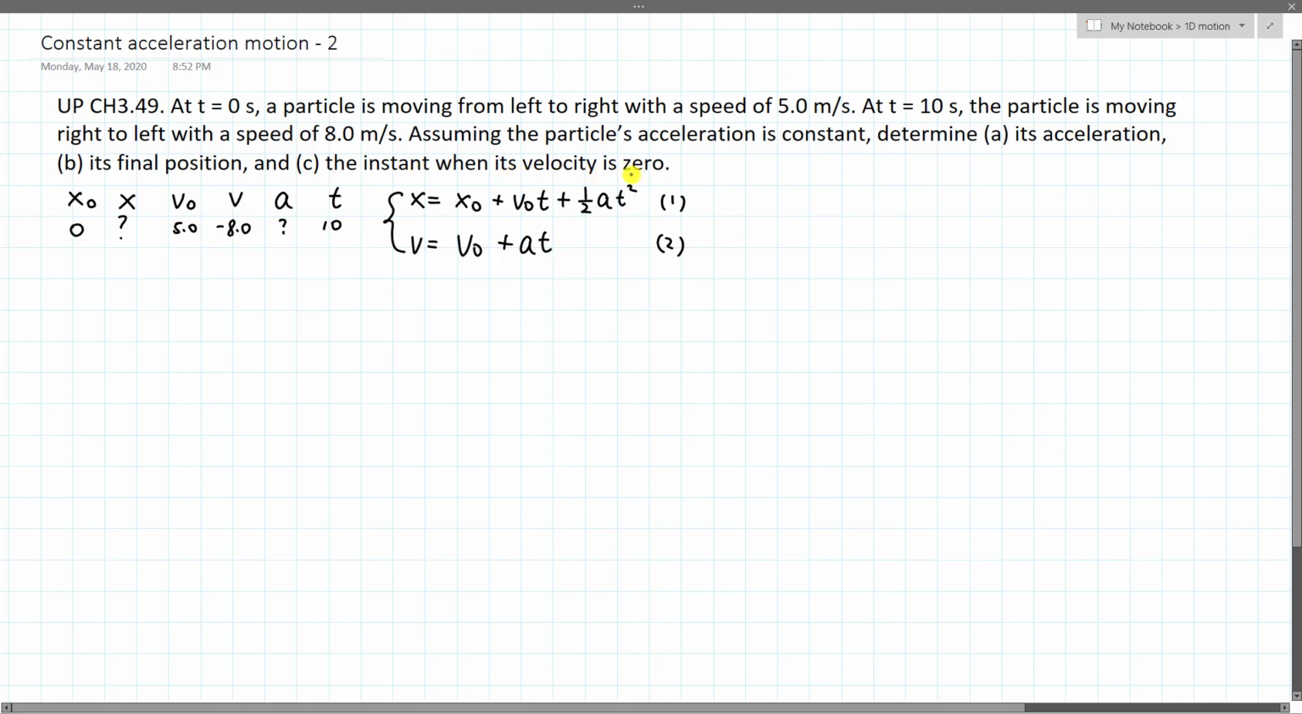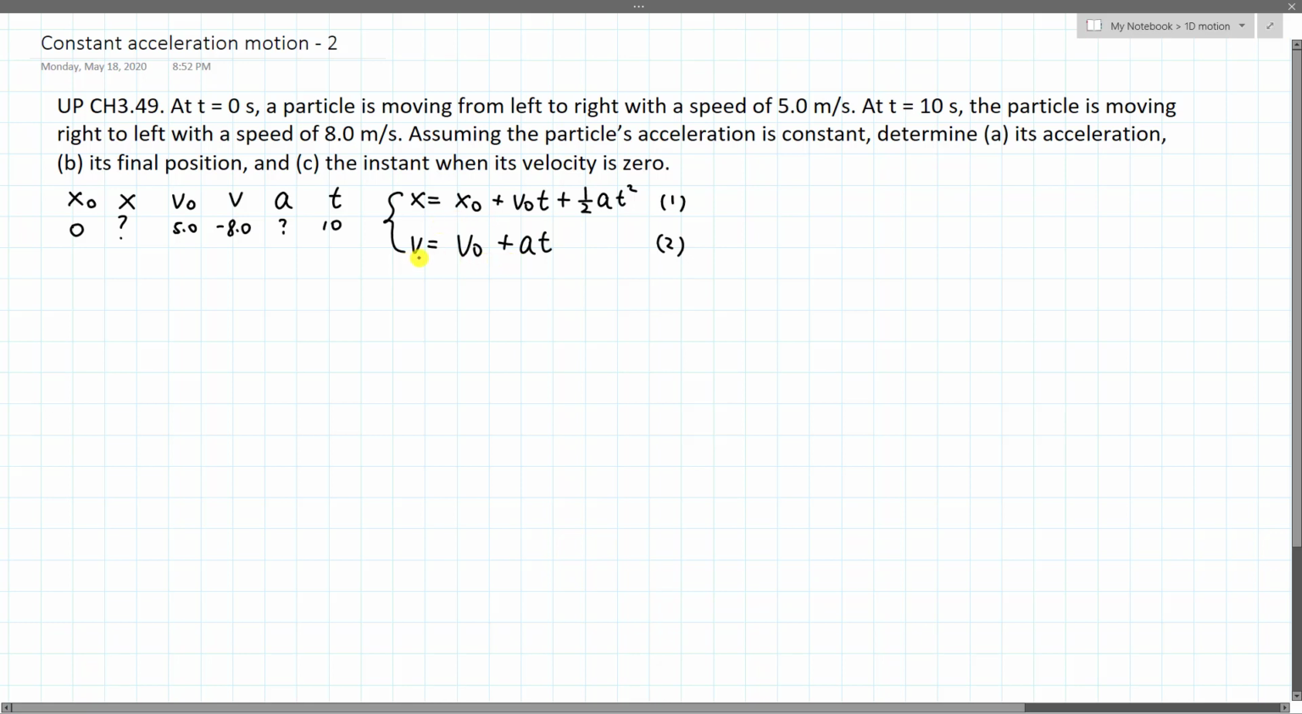Okay, so I have this already written out so that we have the list of parameters, and we also have the equations. We can set our origin at the initial position so that we can choose x0 equal to 0. Left to right is typically a positive initial velocity, and right to left should be a negative final velocity. We don't really know the final position, neither do we know the acceleration. So let's go ahead and start solving the problem by looking at the equations.